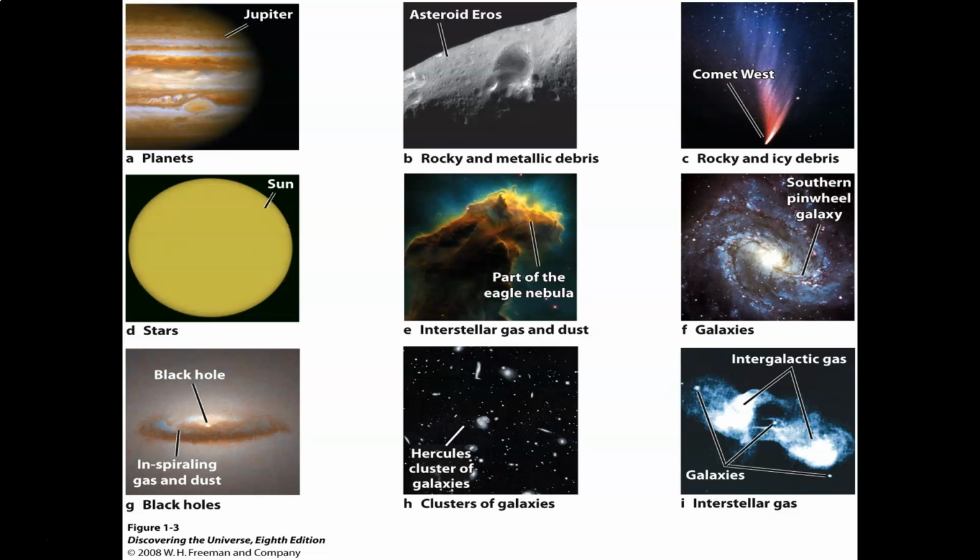As you can see here, we have 3 galaxies, and in between them, even though they look like little tiny points, there's a lot of interstellar gas. Sometimes galaxies eat each other up. They're called cannibal galaxies.